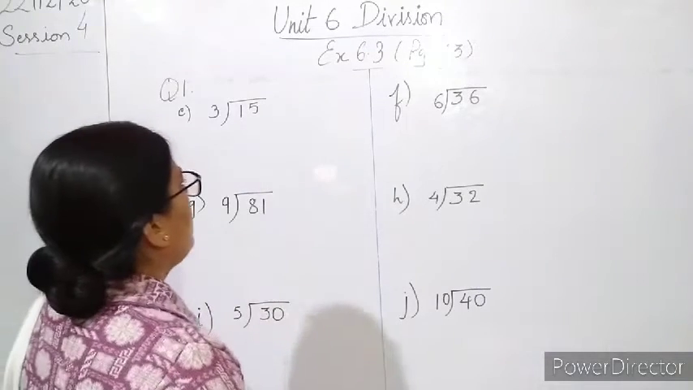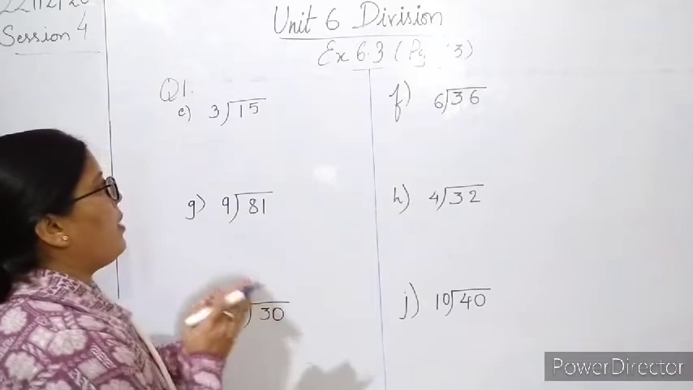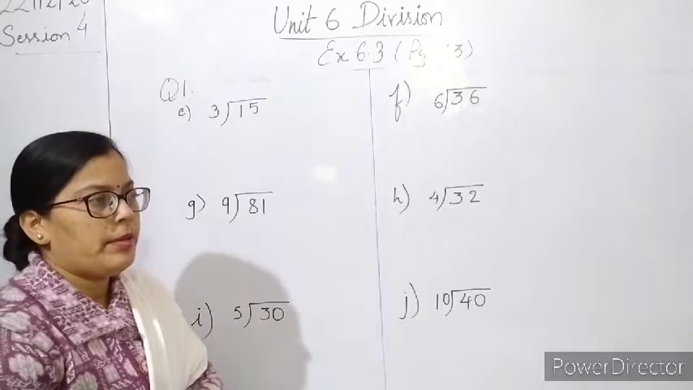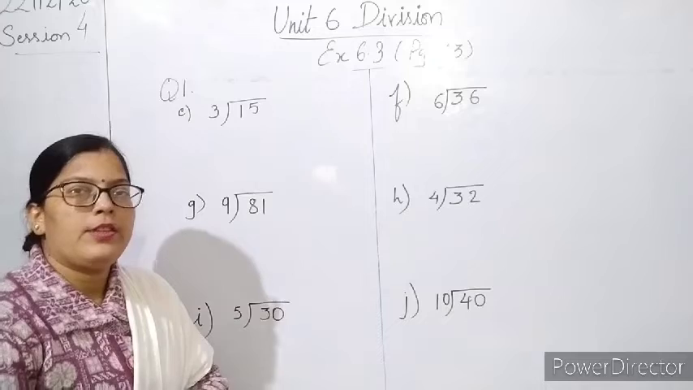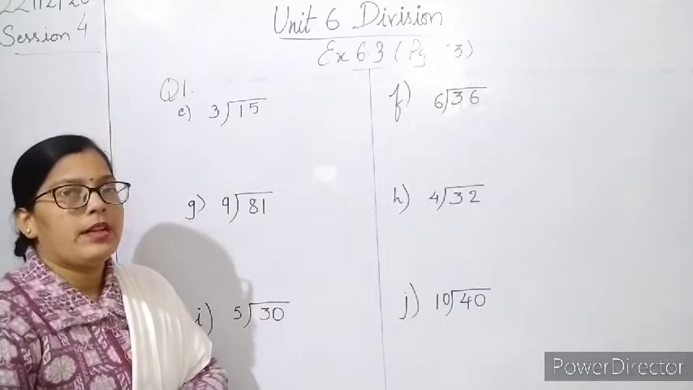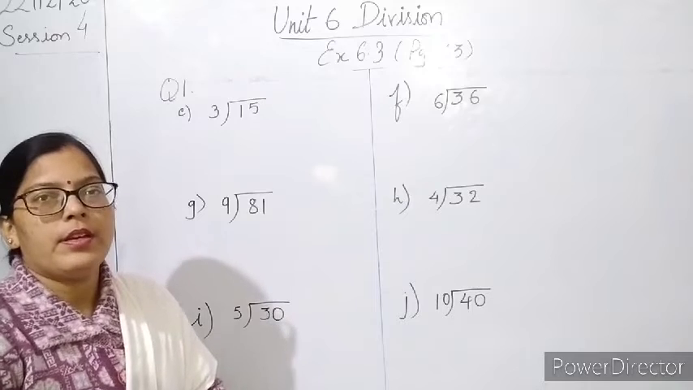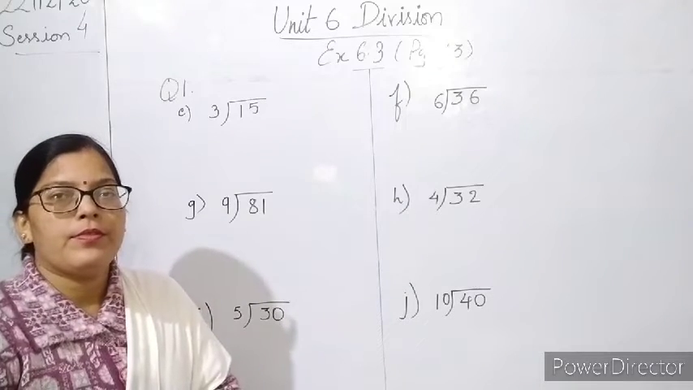So question number A is 15 divided by 3. By how many times do you get 15 in the table of 3? Recall the table. 3 ones are 3, 3 twos are 6, 3 threes are 9, 3 fours are 12 and 3 fives are 15. Okay, 3 fives are 15.